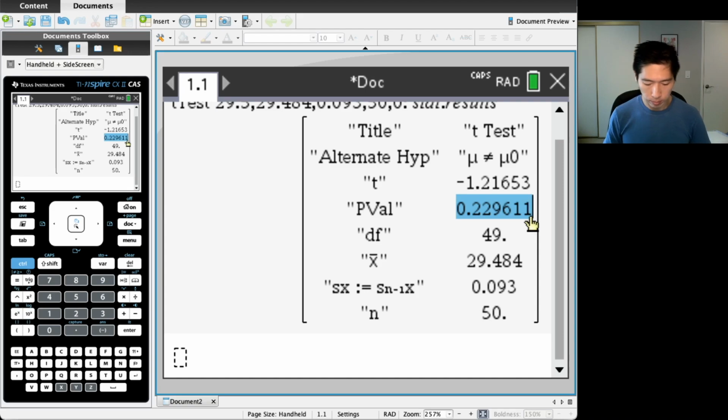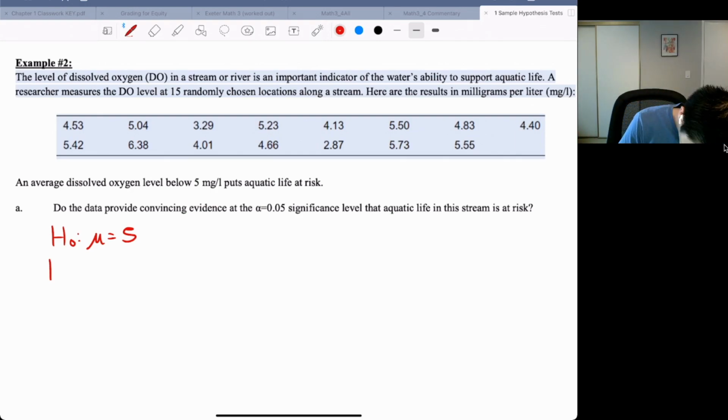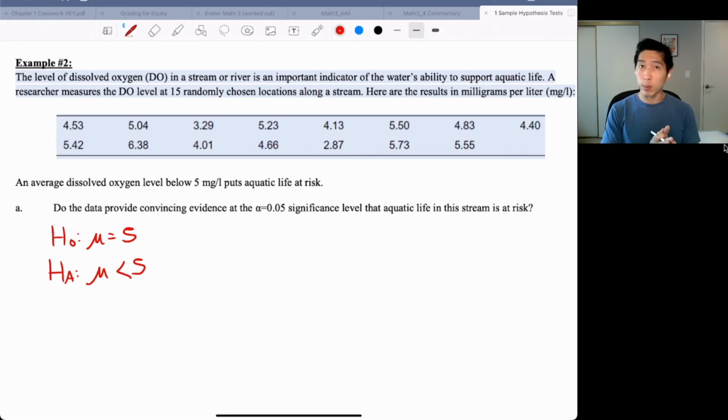For this example, we're going to have to put in data, but first we also have to know what our null and alternative hypotheses are. We're looking at the dissolved oxygen level of 5 milligrams, putting aquatic life at risk. That's going to be our null hypothesis. Anything below 5 milligrams per liter will put the aquatic life at risk, so that's going to be our alternative hypothesis. We don't know the sample mean or sample standard deviation, and the only other thing we know is the sample size, which is 15.